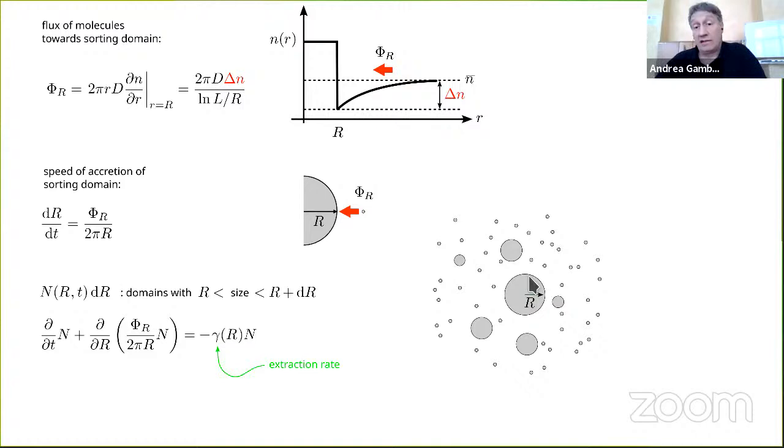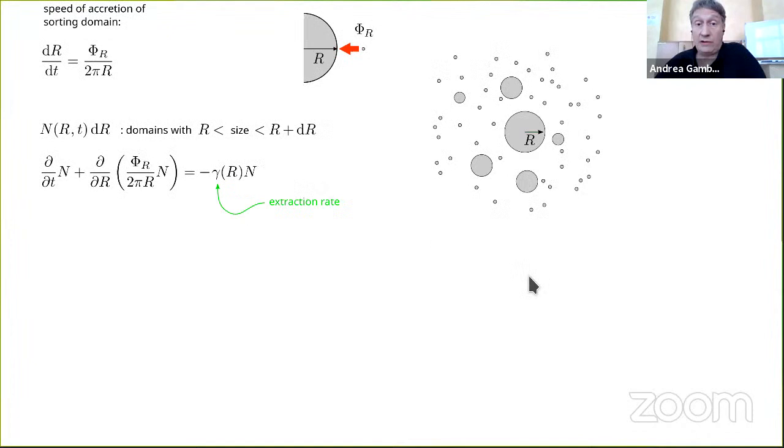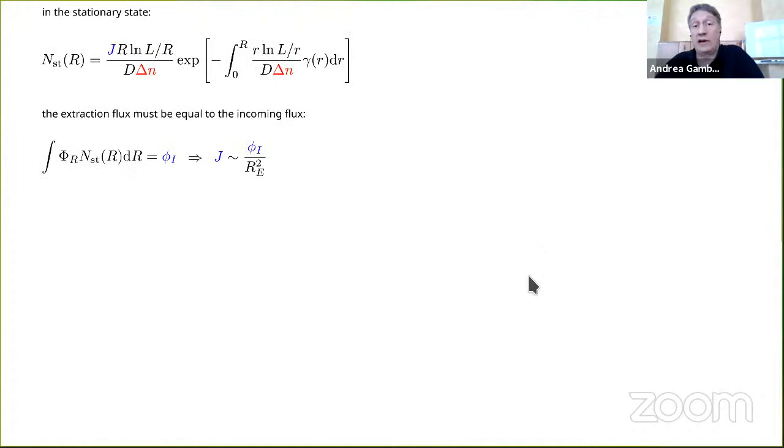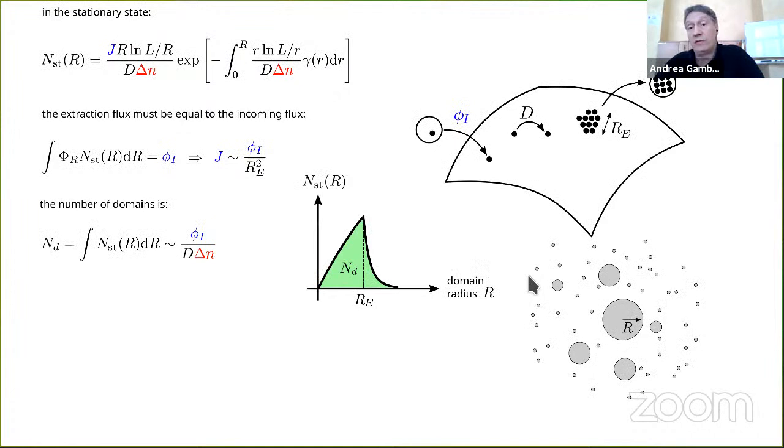You want to study this system in the stationary state, and in the stationary state you can actually solve this Smoluchowski equation and find an explicit expression for the distribution of the domains over sizes. Then, since you are in the stationary state, the flux of molecules coming in and the flux of molecules coming out must be on average the same. You impose this condition, find a normalization of this number distribution, and then you are able to compute the number of domains per unit area in terms of the control parameters of the system.